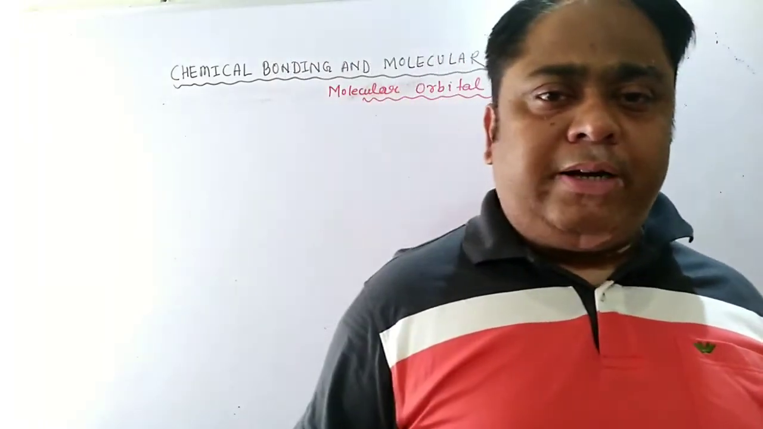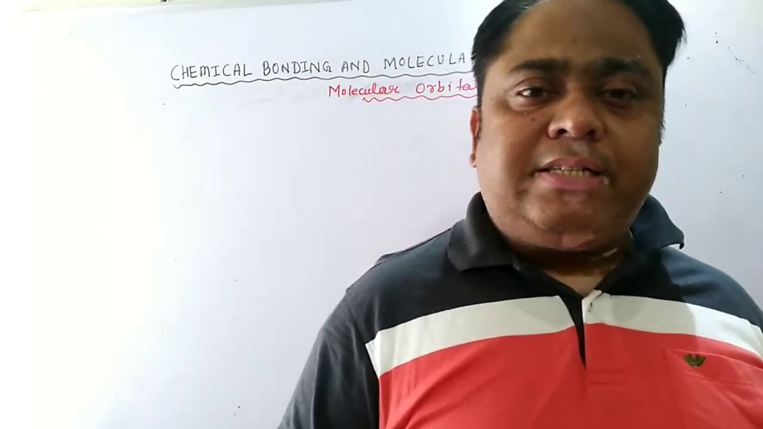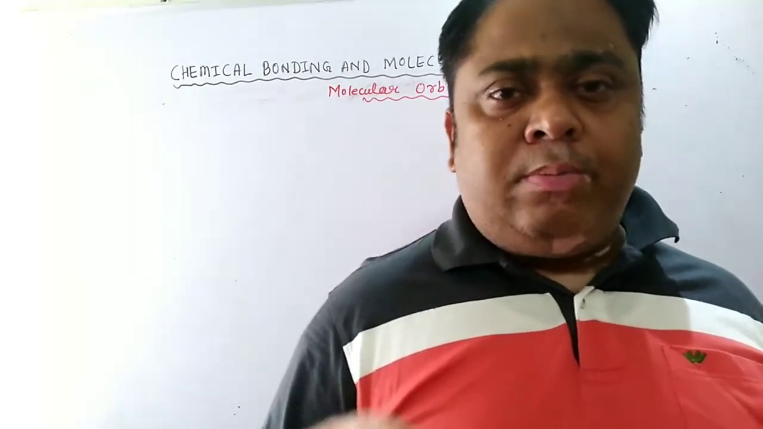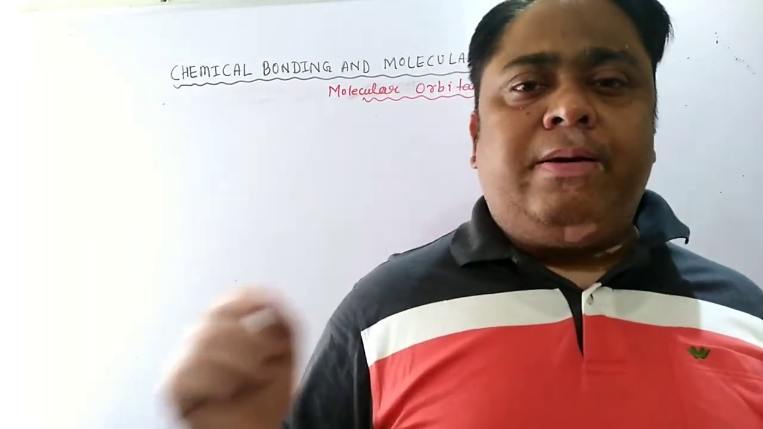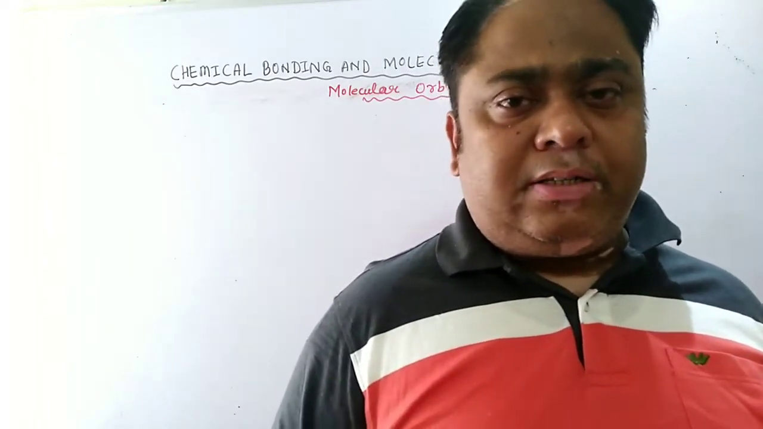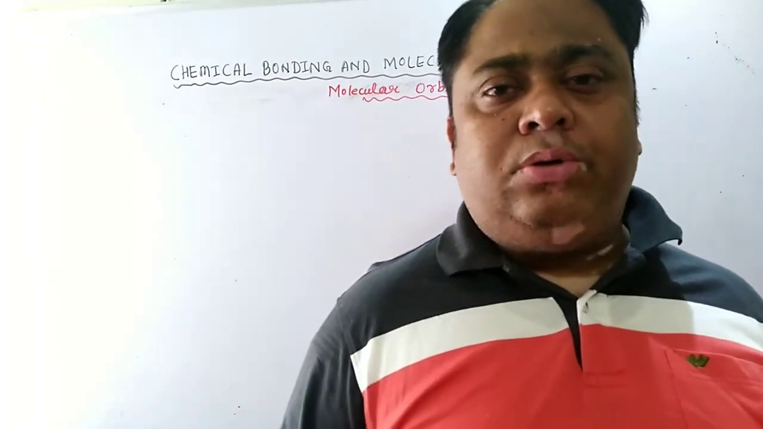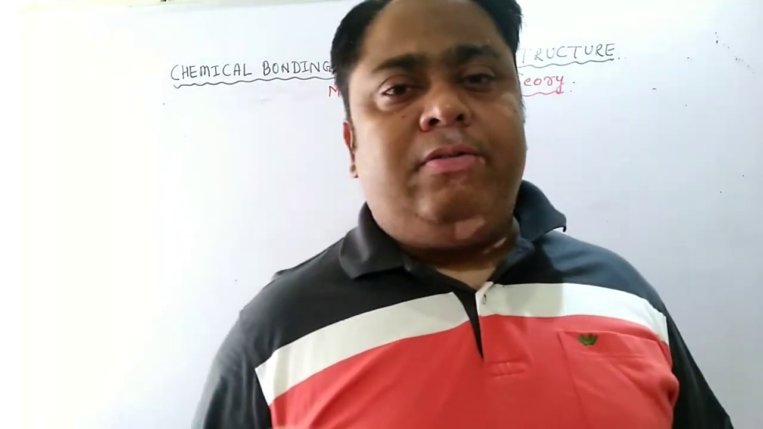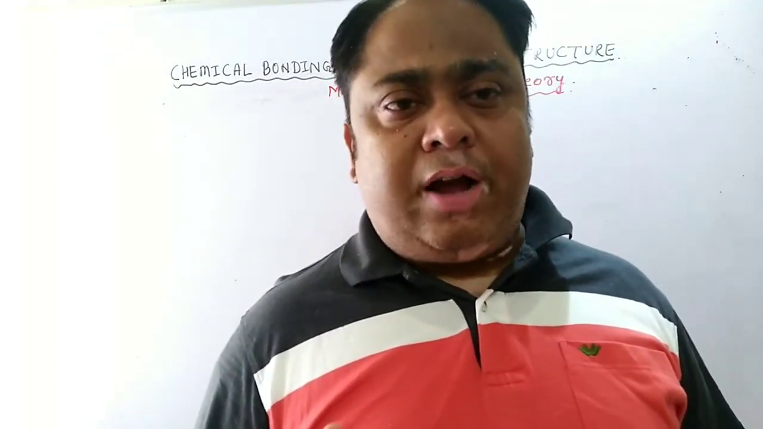What is an atomic orbital? An atomic orbital is the space around the nucleus where the probability of finding an electron is maximum. Now, you are students of mathematics. You know how probability can be shown. Probability can be shown by various kinds of graphs.